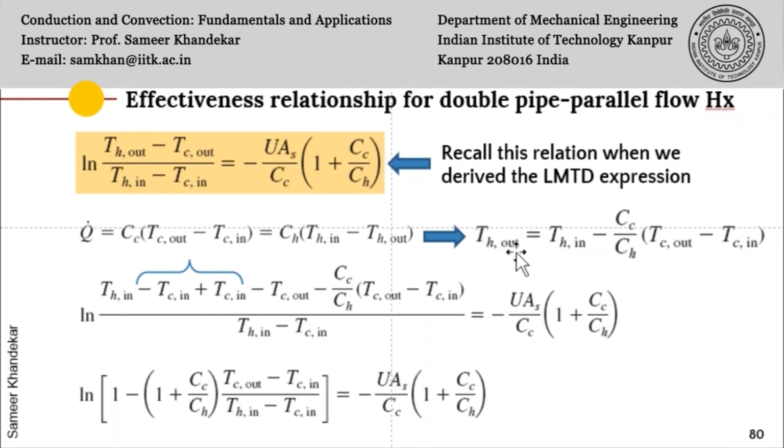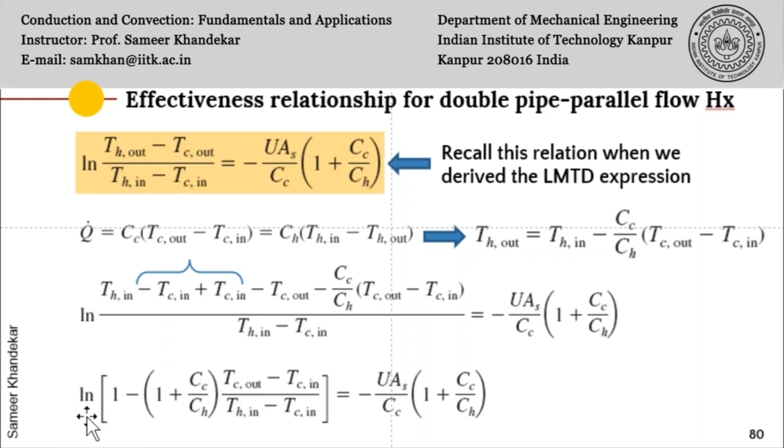So now we can substitute this Th out in our logarithmic equation here, and we will, for simplicity and making it a bit more lucid, add Tc in and subtract Tc in, so this doesn't change the numerator. So you see the Th out is substituted here in terms of Th in and this quantity here, and you simplify.